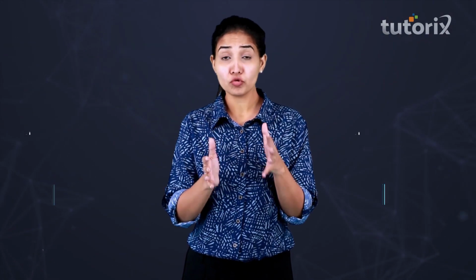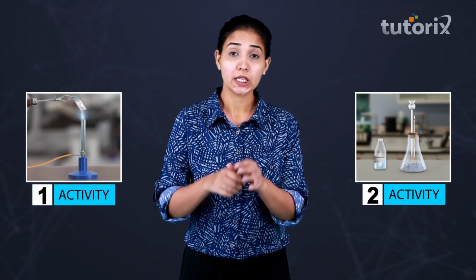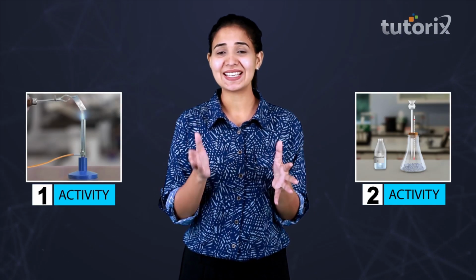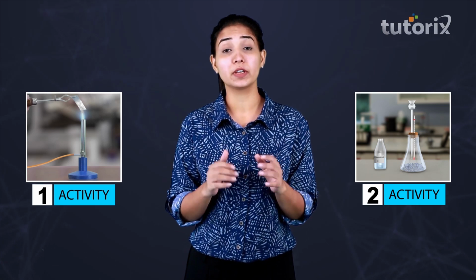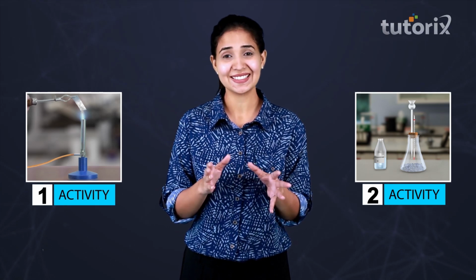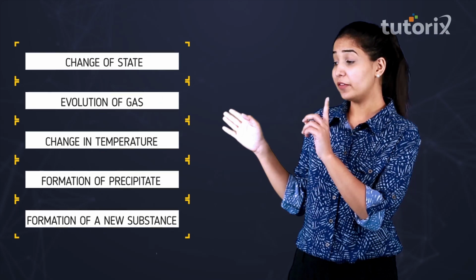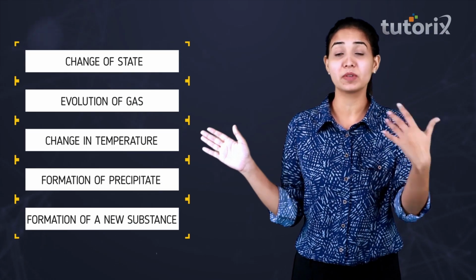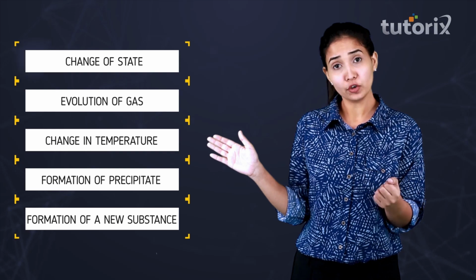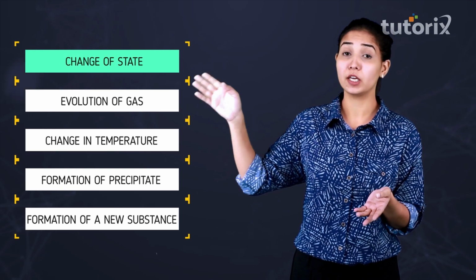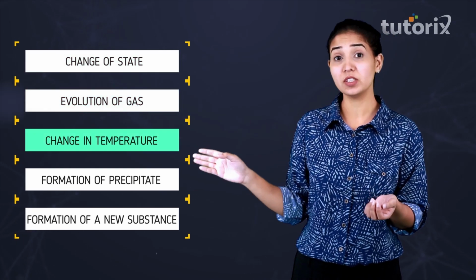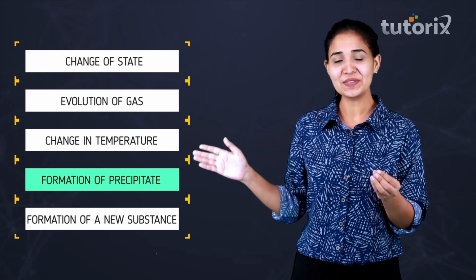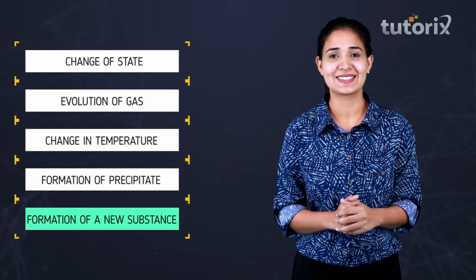So guys, from the two activities that we did today, there are some of the points that we can conclude. Some of the changes that indicate the happening of a chemical reaction. And what are they? Let's take a look at that. Well guys, if any one of these observations is present, you can say that the chemical reaction has taken place. That could be the change of state, the evolution of gas, change in temperature, the formation of precipitate, or even the formation of a new substance.